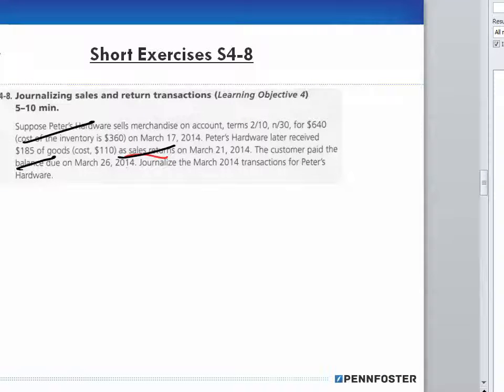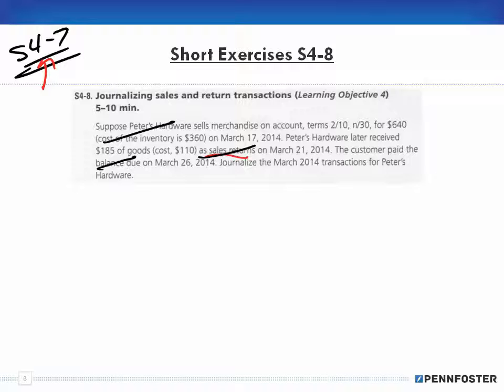Okay, what's going on here? I don't know why that moved. Let me see here. Sorry about this, but I don't know why. Okay, there we go.